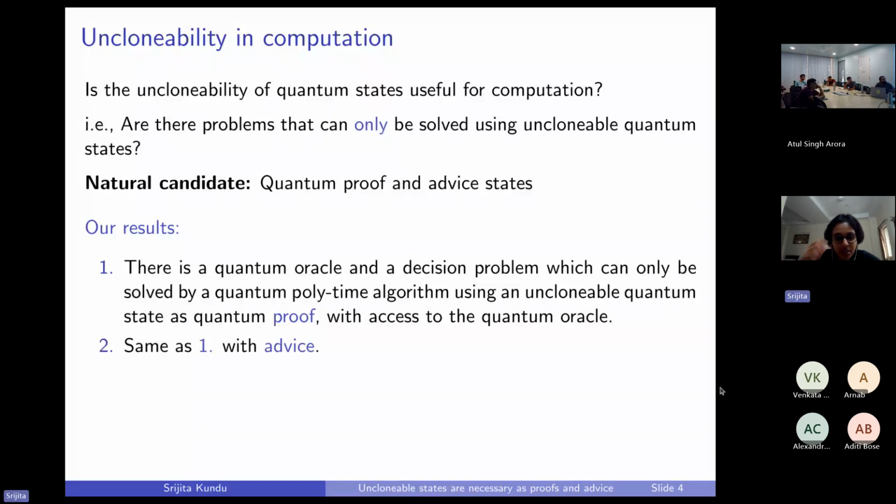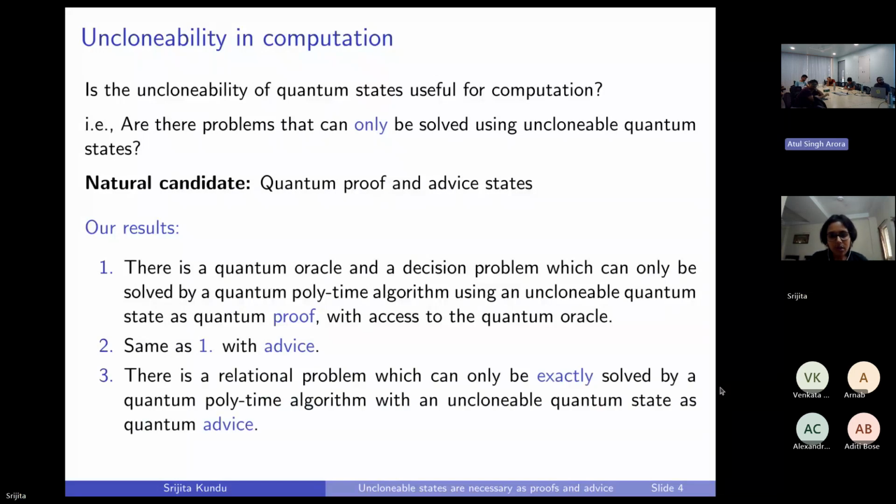And our second result is the same as the first, except with quantum advice. So with respect to a quantum oracle, there exists a decision problem that can only be solved by a polynomial-time quantum algorithm using an unclonable quantum state as advice. And our third result.